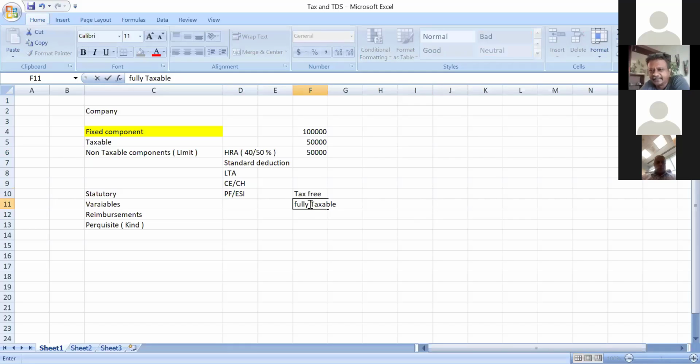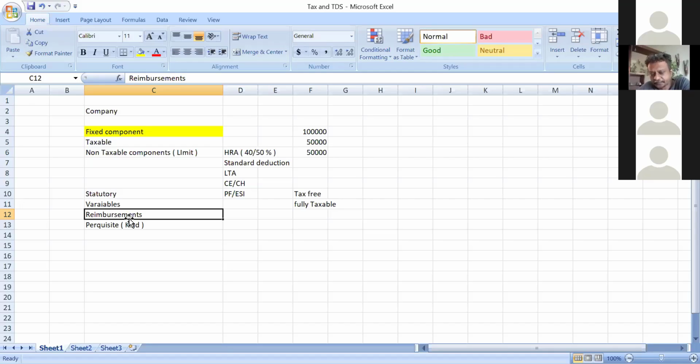Now come to reimbursements. This is where it becomes a little tricky, correct? Reimbursements are the complete amount if you are spending it for company purpose. It is tax free. If you are spending it for personal purpose, it is taxable.